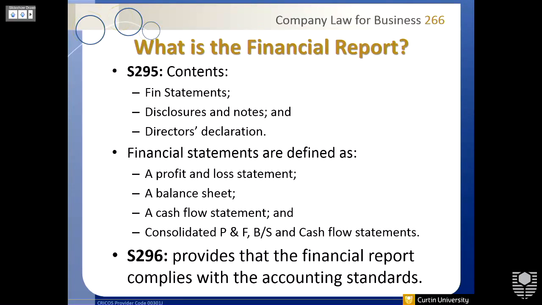What is a financial report? You can find that under section 295. You need to have the following: financial statements, disclosures and notes, and director's declaration. All right? Financial statements are defined as profit and loss statement, balance sheet, cash flow, consolidated profit and loss. You are all accounting students. I think you are very well familiarized with this. All right? And what are the accounting standards that you use?